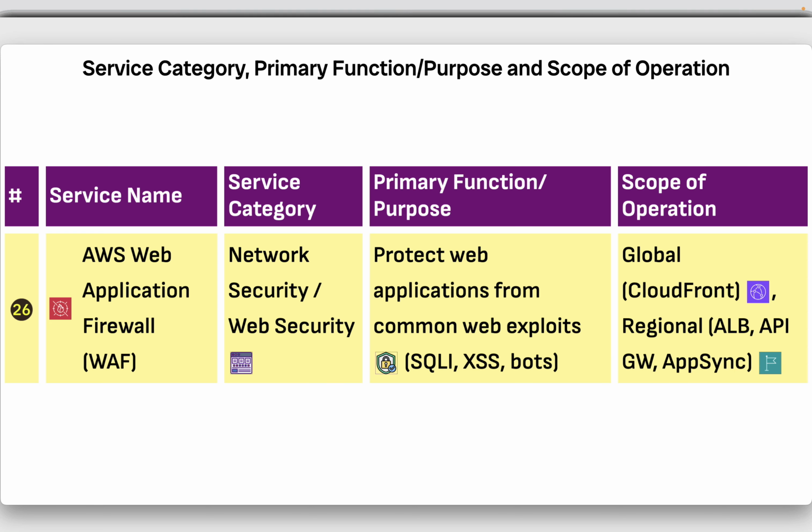Next, services AWS Web Application Firewall, WAF. Service category is network security and web security. Primary function or purpose is to protect web applications from common web exploits like SQL injection, cross-site scripting, and bots. Scope is global for the CloudFront resource, and it is regional for application load balancer, API gateway, and AppSync.